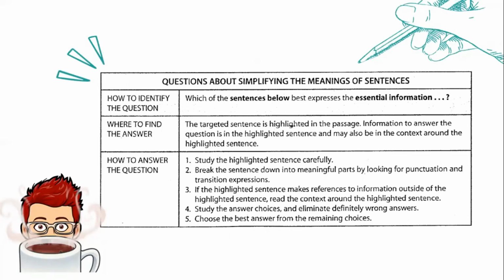You study the highlighted sentence carefully. You break the sentence down into meaning parts by looking for punctuation and transition expressions. Those things are important. If the highlighted sentence makes reference to information outside of the highlighted sentence, then you read the context around the highlighted sentence, only if you need to. Study the answers, eliminate the wrong ones, and choose the correct answer. Then you move on to the next question.